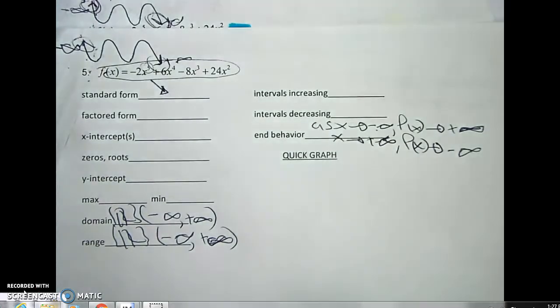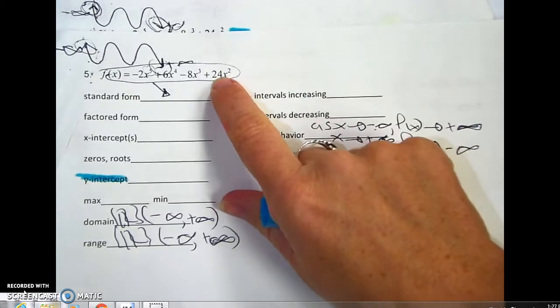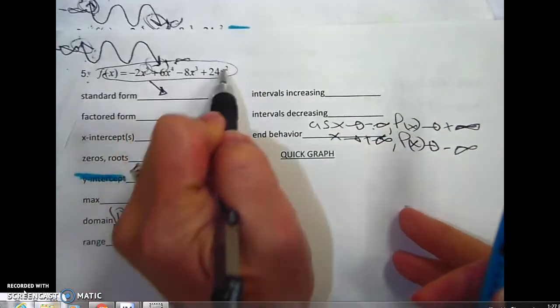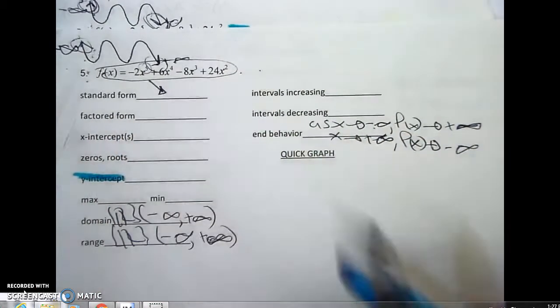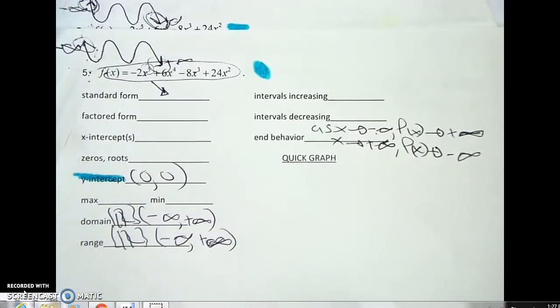The y-intercept from standard form is the last number. But this isn't a number, this is a number with a variable. 5, 4, 3, 2, 1, nothing. So that means the y-intercept is 0, 0.